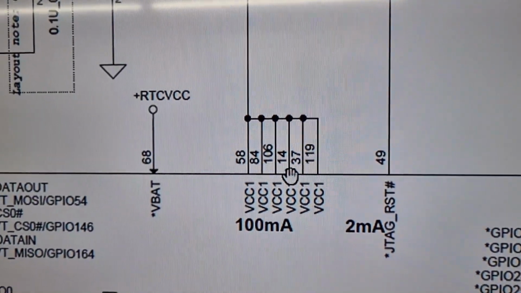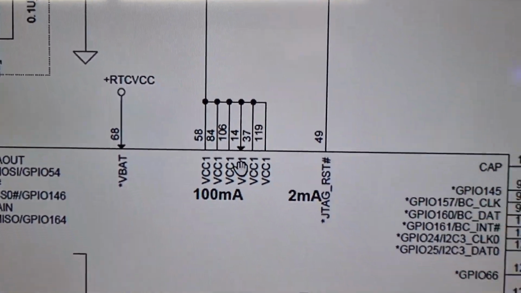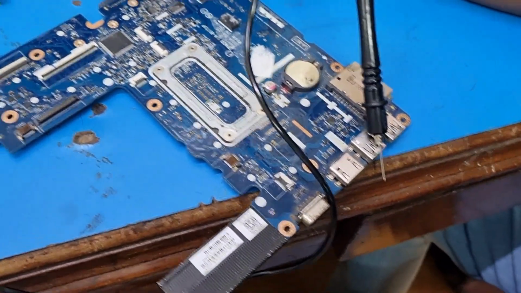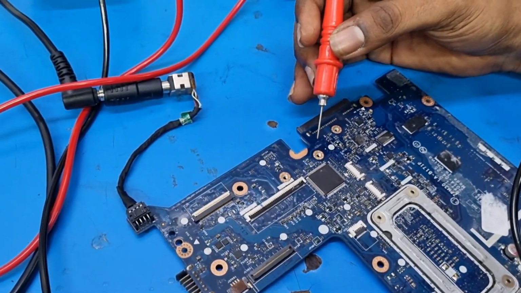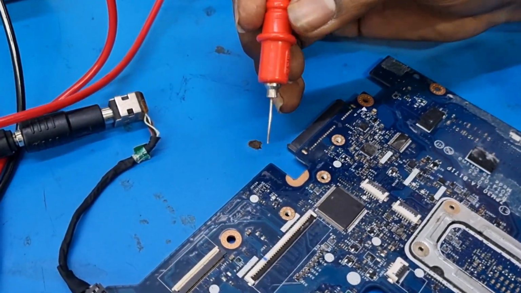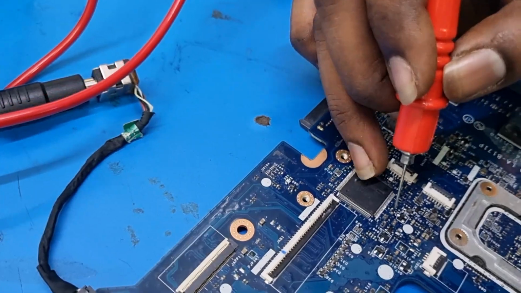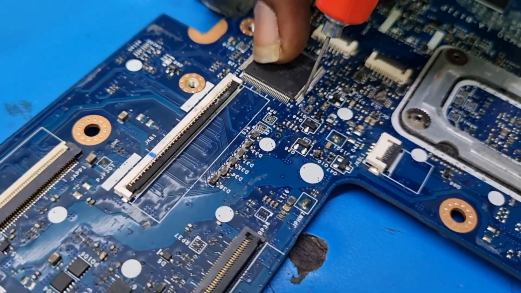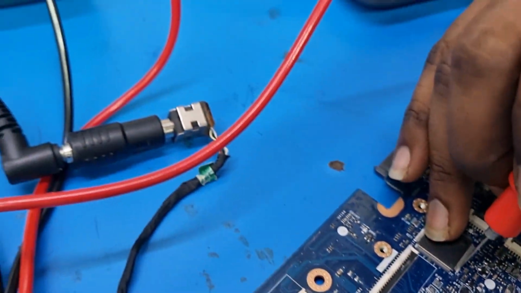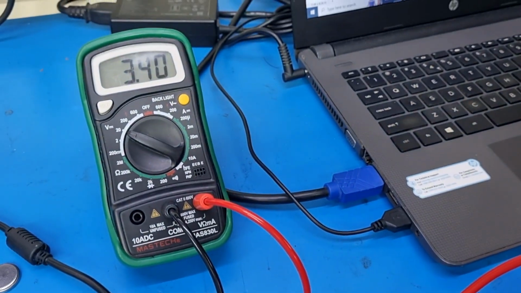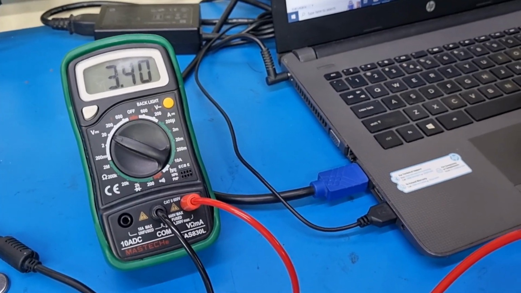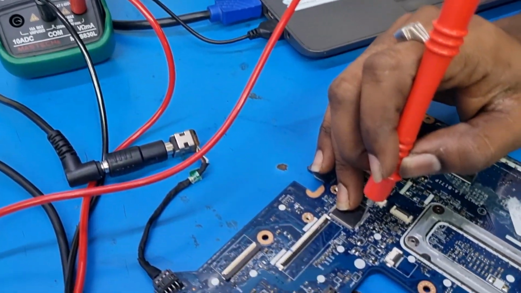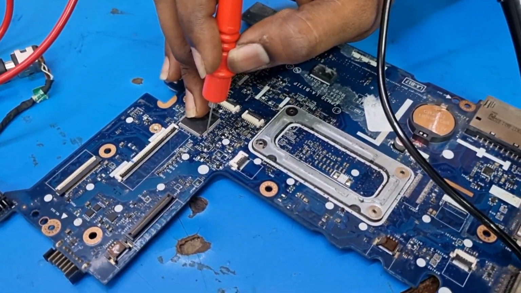For that we have to keep the multimeter on 20 volt and check the voltage. Our multimeter is ready, and we connect one probe to the ground and the other probe to the SIO pin. Here we connect on pin number 37, and the voltage is showing 3.4. It's supposed to be 3.3, but it's okay. So the power is coming to the SIO.